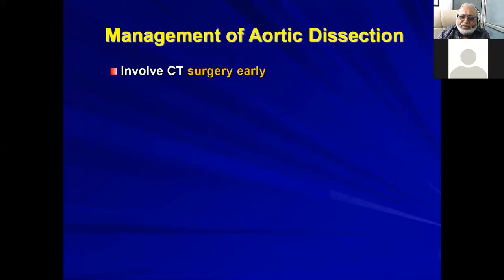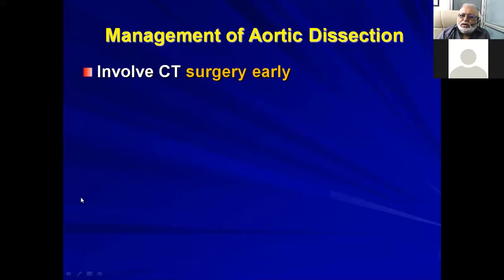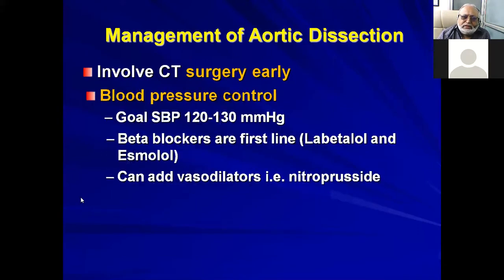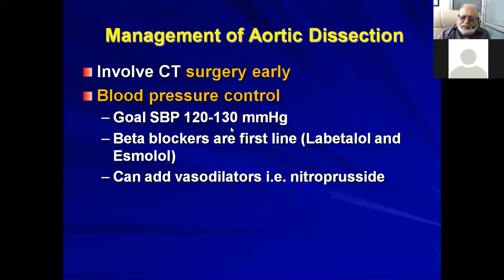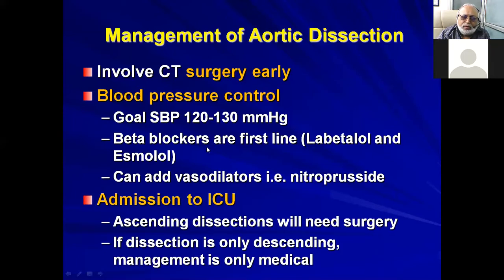How do we manage this patient? It is very important to involve the cardiothoracic surgeon because these patients require surgery at the earliest. At our level, we have to see that the blood pressure is maintained properly. The systolic goal should be around 120 to 130 millimeters of mercury, and beta blockers, especially labetalol and esmolol, are the first drugs of choice, and we can add vasodilators like nitroprusside to get the blood pressure under control.